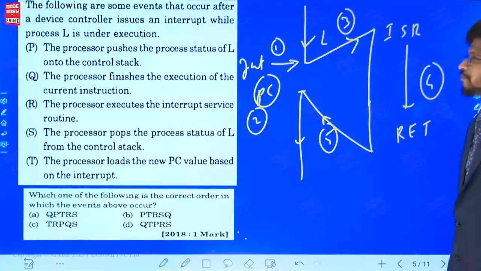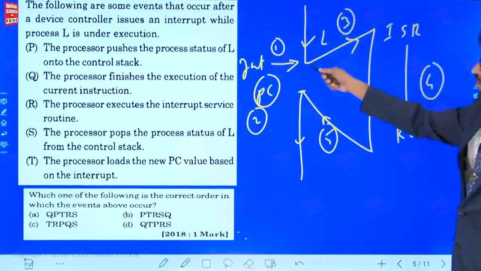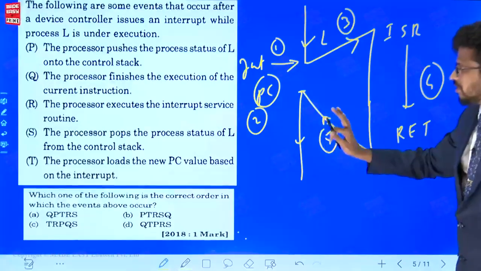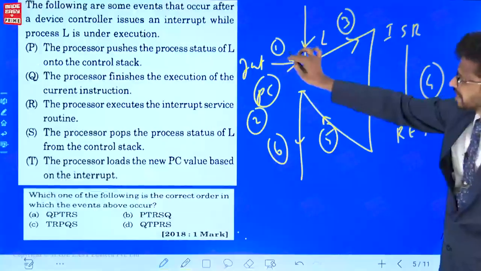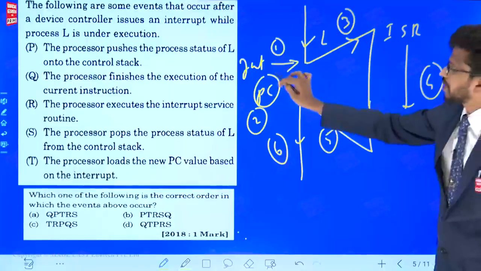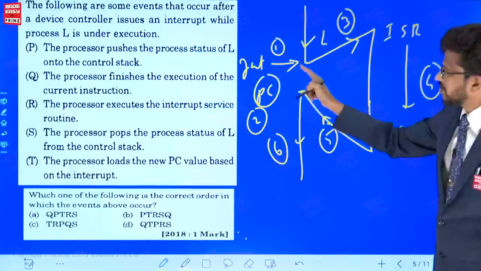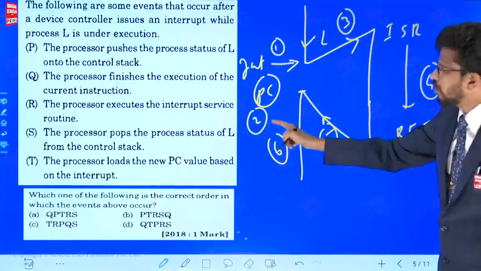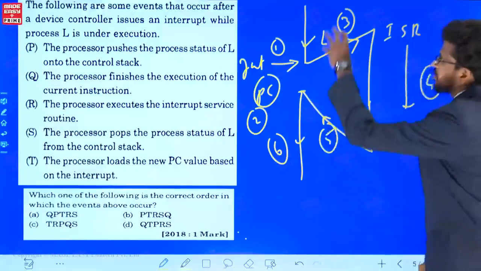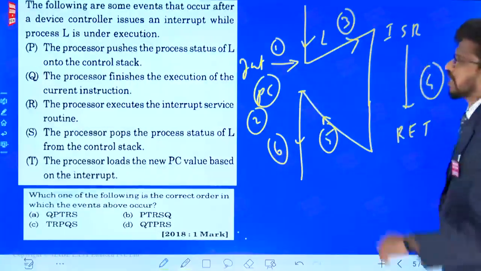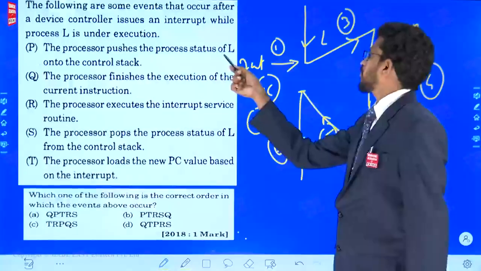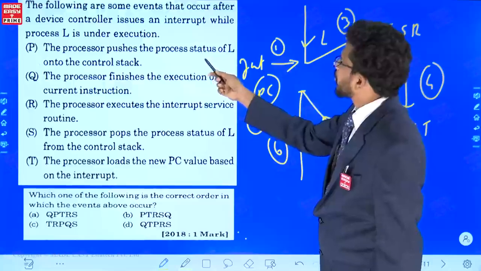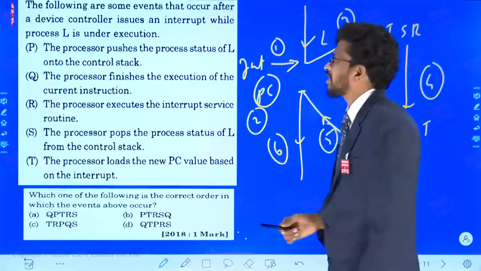You can check yourself. Number 1, the process is running, and an interrupt occurred. So what is the sequence? Process running I have taken as 1, and you count from the interrupt occurring. What is 2? The program counter value or the status of L is pushed onto the stack. Look at this, where it is. The first option is the processor pushes the process status of L onto the control stack.